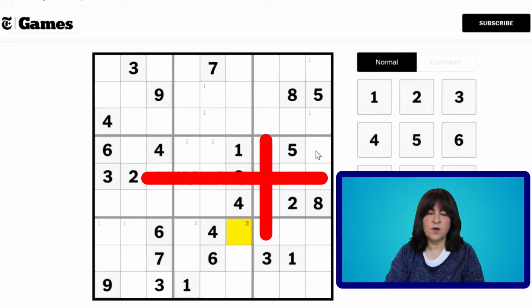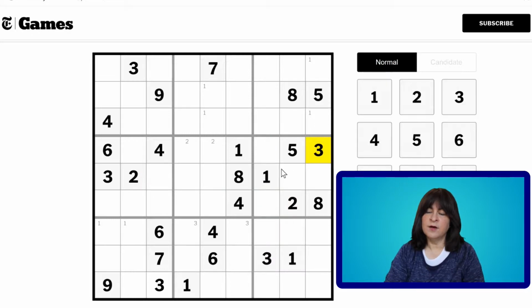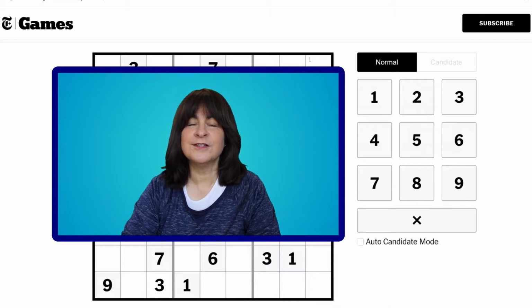So that means the only place a 3 can go in block 6 is here. So I can go ahead and place the 3 here. Now in block 5, the only place a 3 can go is either here or here. Now let's look around some more, and I don't see any more cells that I can pencil in a 3, so let's move on to the number 4.